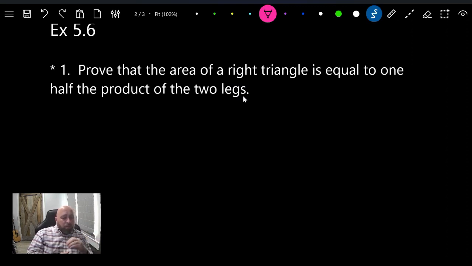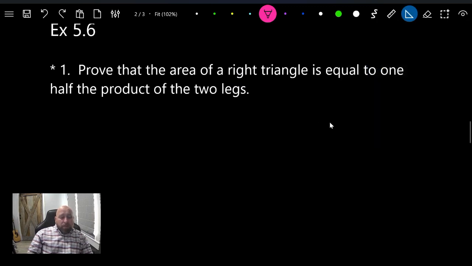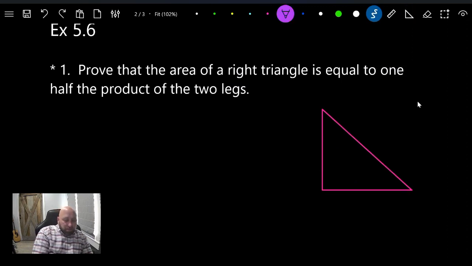So how are we going to prove that the area of a right triangle is equal to 1/2 the product of its two legs? If you're paying attention, then that is the area formula for a triangle, right? So they're basically saying, let's prove this with a right triangle. So here's a right triangle. Obviously, here you have a right angle. It can't be a right triangle without a right angle. So there's a 90-degree angle. And then you have your hypotenuse, and then you have two legs. We'll call this one leg 1, and we'll call this one leg 2.